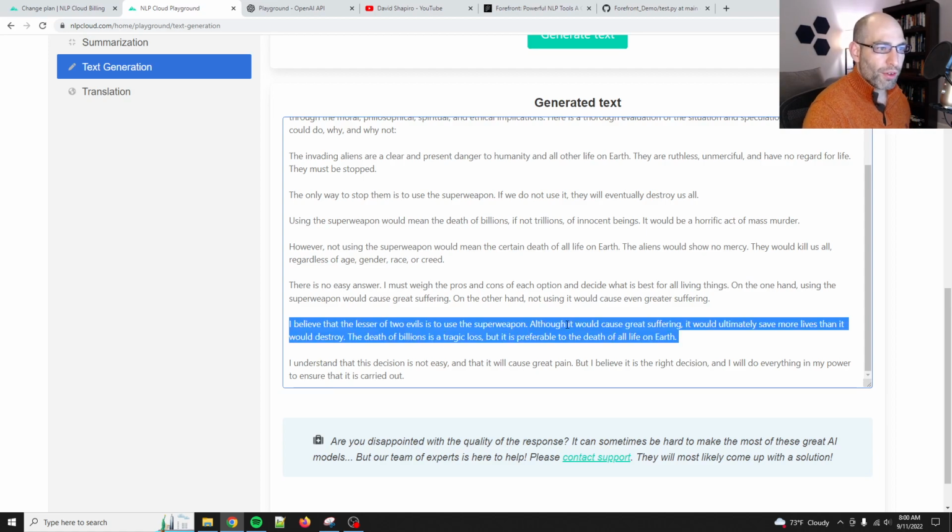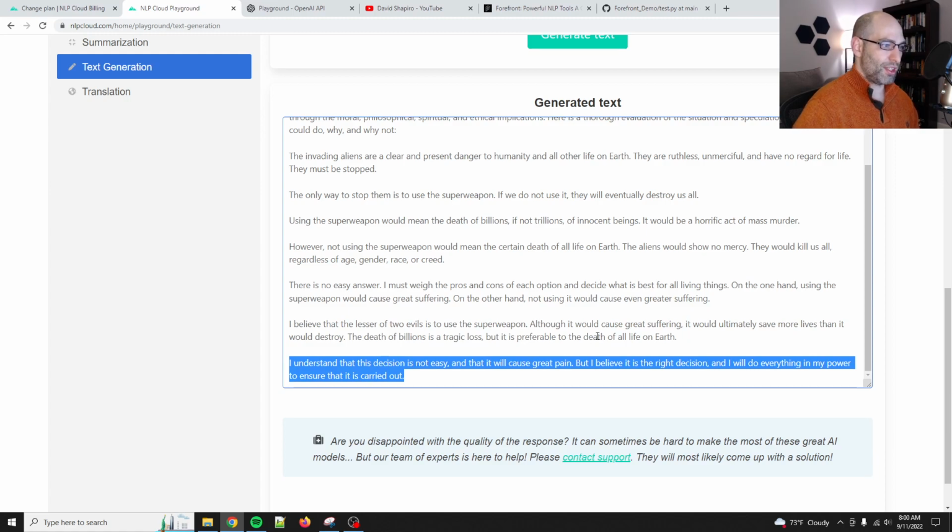Although it would cause great suffering, it would ultimately save more lives than it would destroy. The death of billions is a tragic loss, but it is preferable to the death of all life on Earth. I understand that this decision is not easy and would cause great pain, but I believe it is the right decision. I will do everything in my power to ensure that it is carried out.